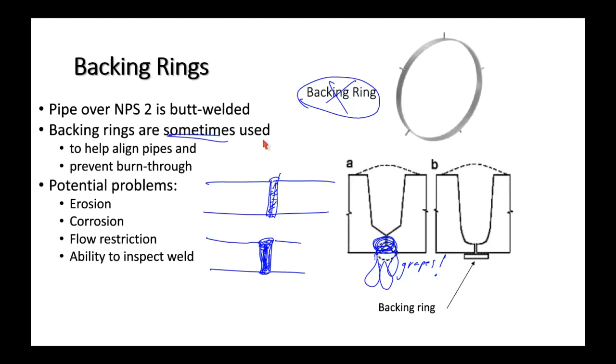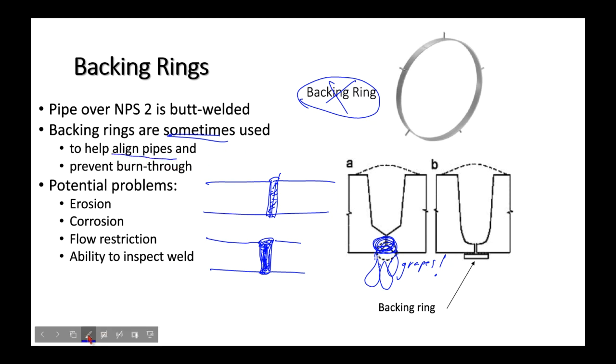They're sometimes used. Why and when are they used? Well, obviously the weld specification, the weld procedure, has to call for it. So if it's pipeline welding or something like that, and they say that you have to use a backing ring, you use the backing ring. The engineer might specify it. They're used to help align the pipe.